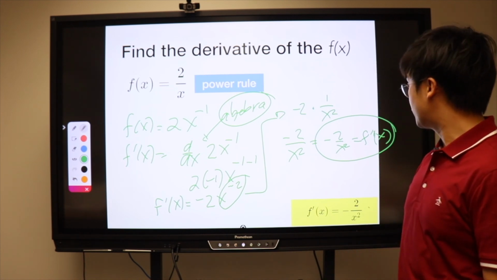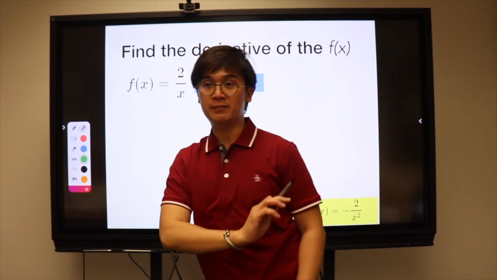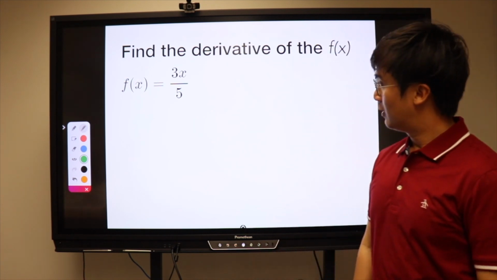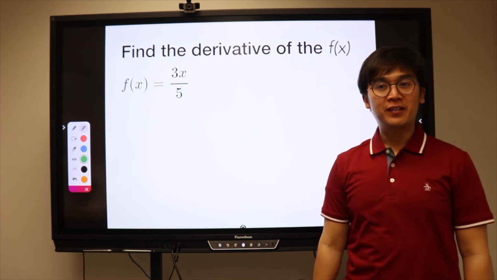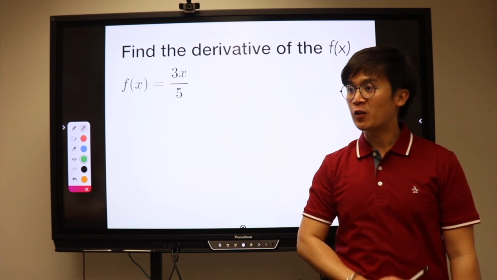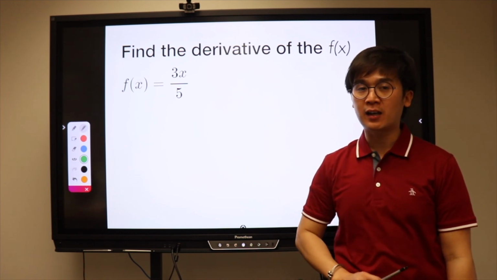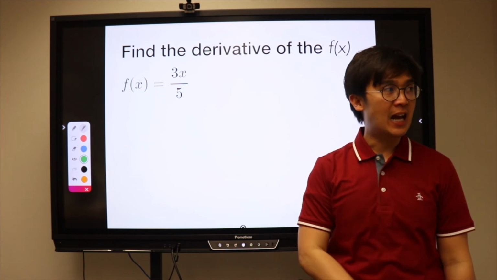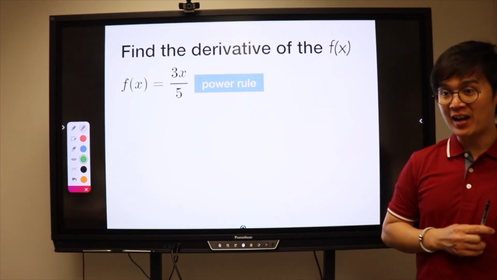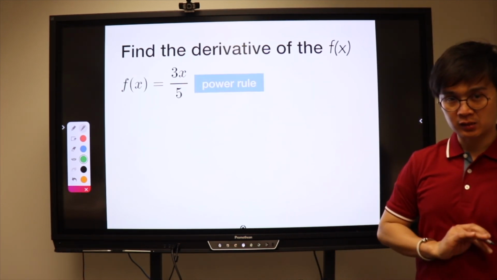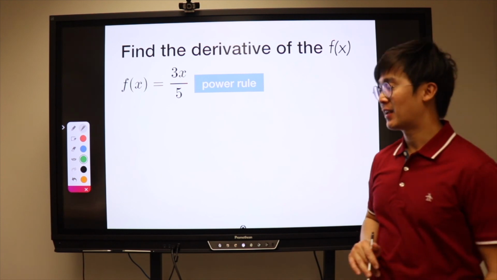So it's negative 2 all over x squared. Oh, 3x all over 5. How are you going to differentiate this basic function in calculus? Okay, were you able to modify it? Yes or no? Be honest. No? I'll help you out.